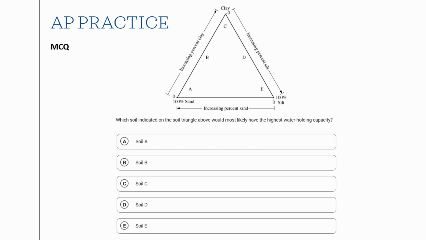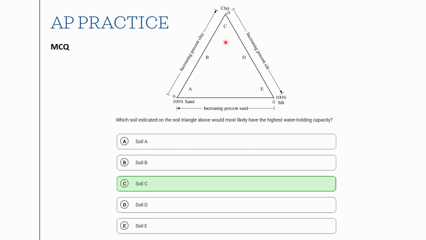All right, let's do a little AP practice, a little review here on what we learned about with soil. Here we're looking at a soil triangle. The question is, which soil indicated on the soil triangle above would most likely have the highest water holding capacity? The correct answer here is C, because this is where you have the most clay. The clay is going to hold the most water, so it has the highest water holding capacity.